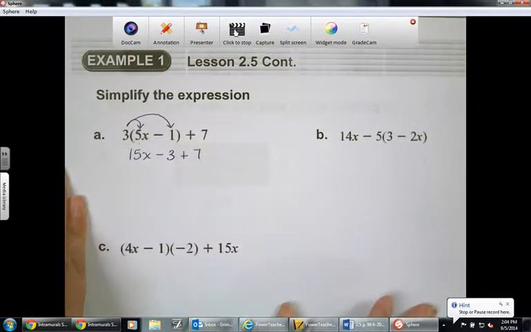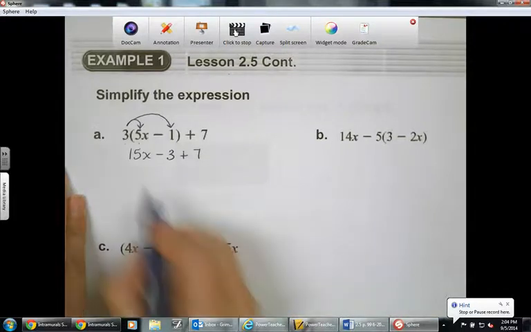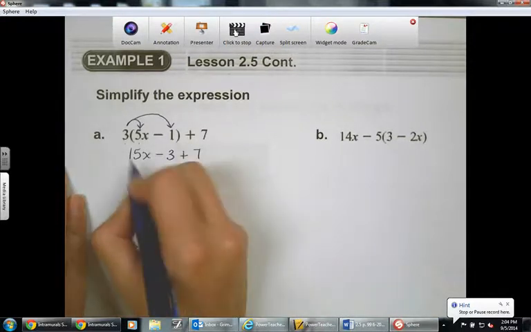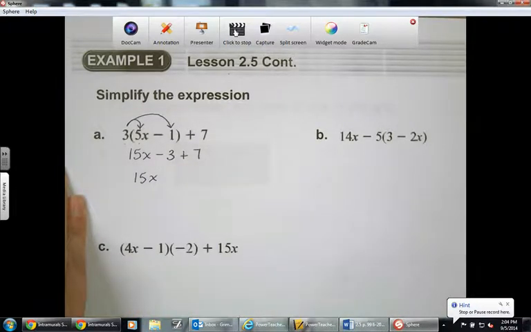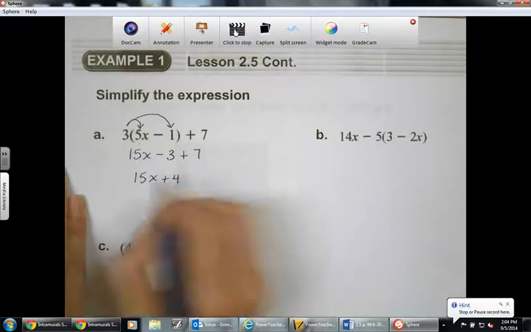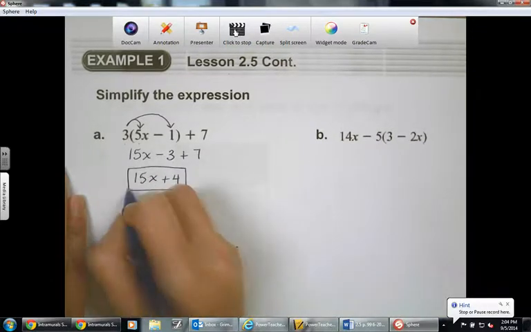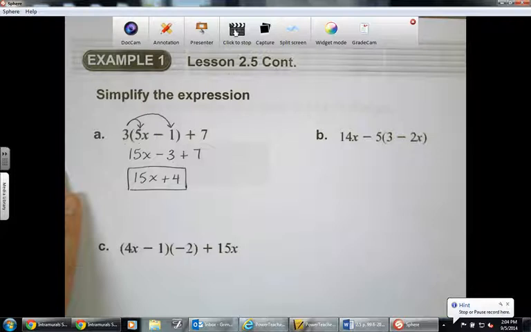And then just like I showed you a second ago, things that are alike I can put together. So I can't do anything with the 15x. But I can have negative 3 plus 7, which would be a positive 4. And that's it. That's all I can do. Eventually we'll be solving for the x, but we're not solving for x yet.